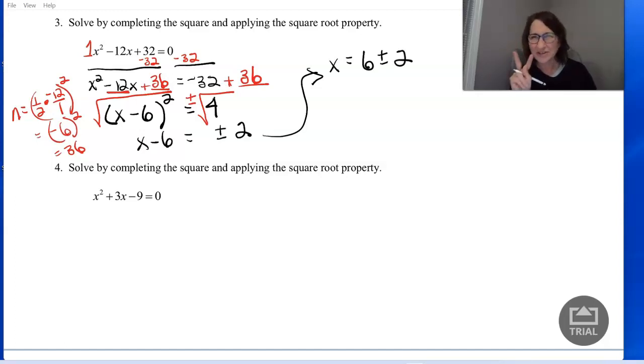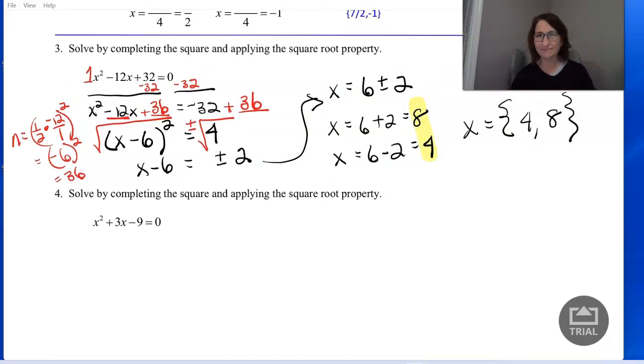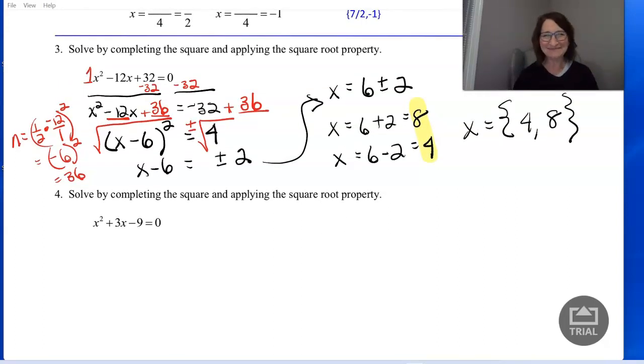That's 2 equations. It is x equals 6 plus 2, which is 8. And then x is equal to 6 minus 2, which is 4. So 8 and 4 represent our solution set. So x is equal to both 4 and 8. All right? Okay, let's try another one.